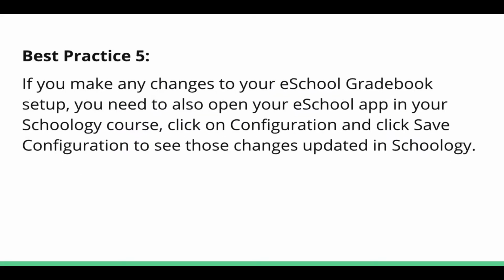If you make any changes to your gradebook settings after you went through video 1 and 2 and then you said, oh, I want to add a category, that's fine. Do it from eSchool, but then you need to go and kind of repeat the process. You need to go to the eSchool app in Schoology, click on configuration, make sure that new category shows up, and then save the configuration so that things work appropriately.